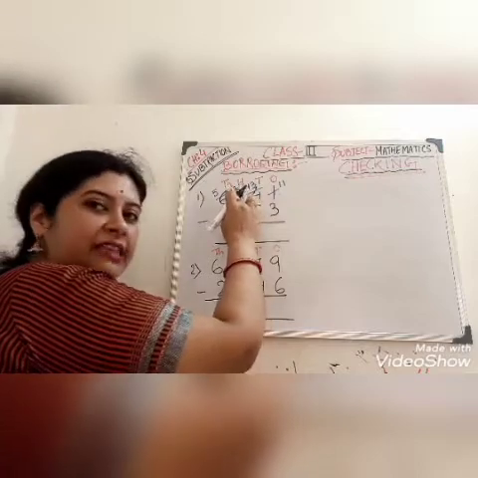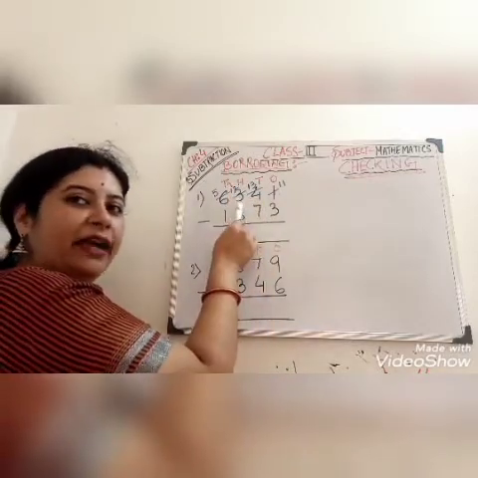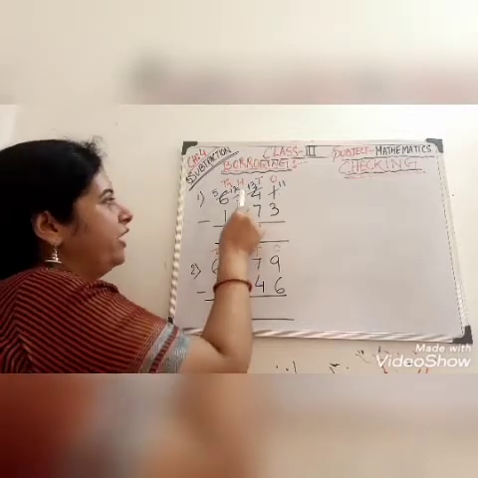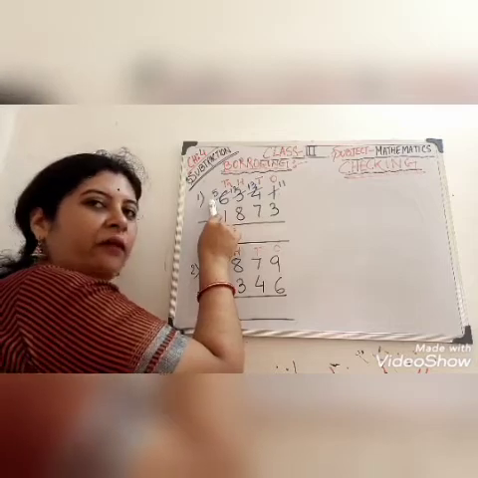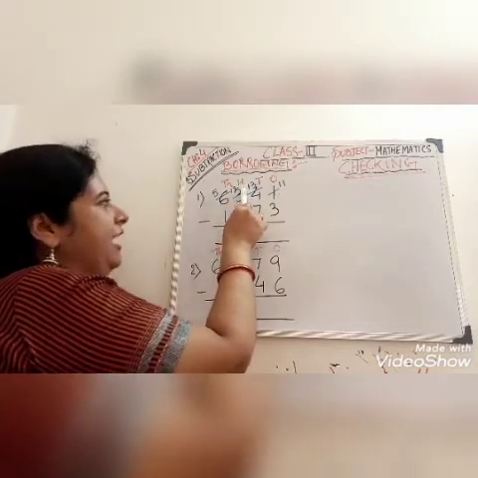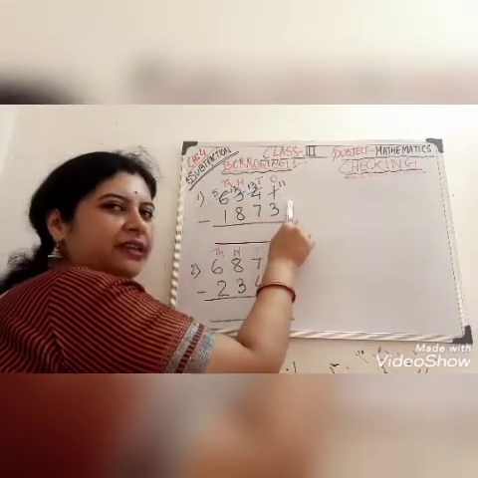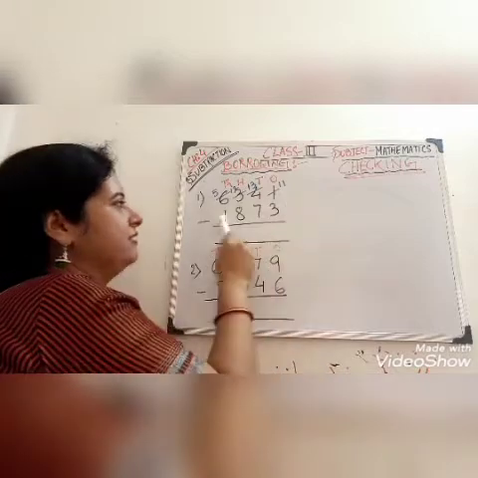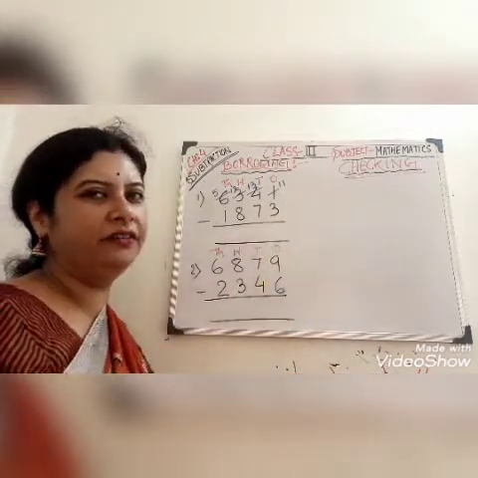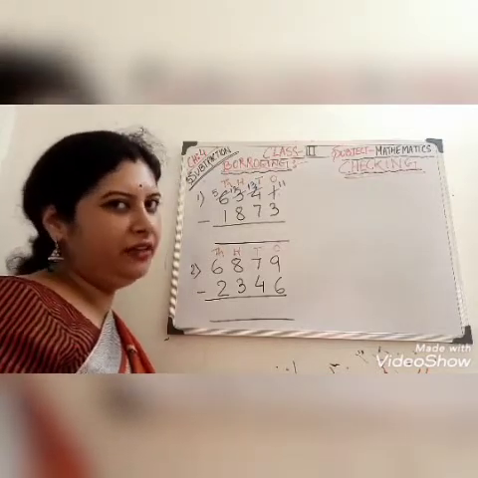Again, same in the 100 place. In 100 place, the minuend is smaller than the subtrahend. So again, I borrow 1 from the 1000 place and make it 12. And in this way, all my minuends are bigger now and the subtrahends are smaller now. Now we are going to start our subtraction or take out our answer.